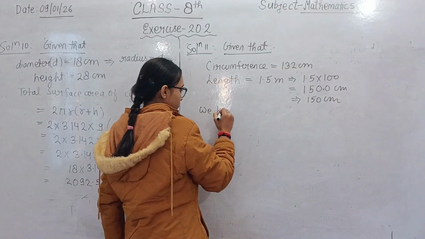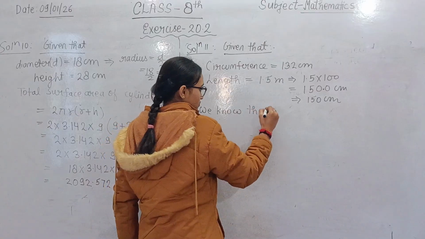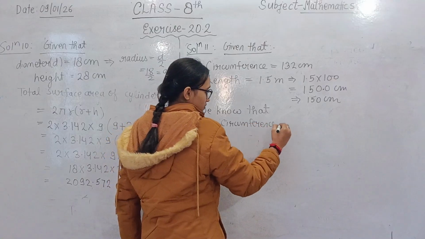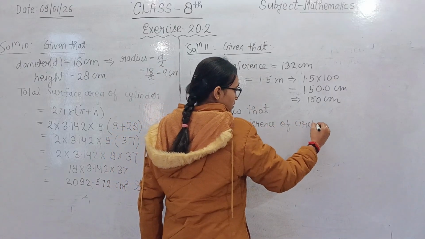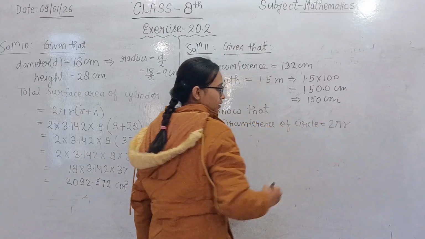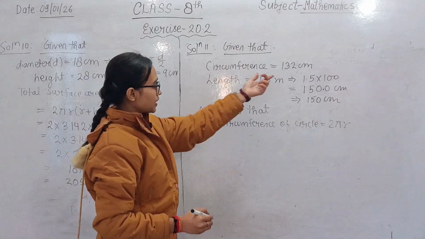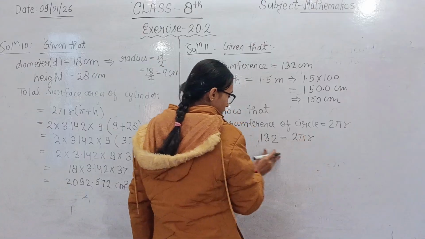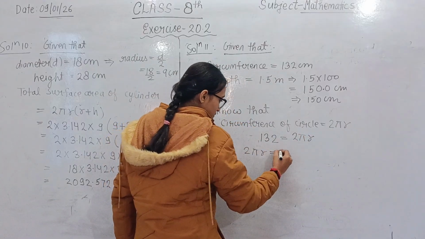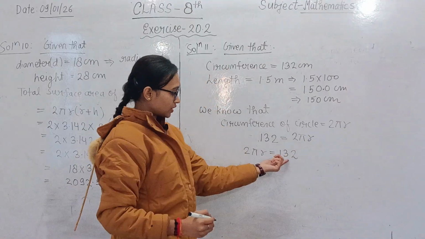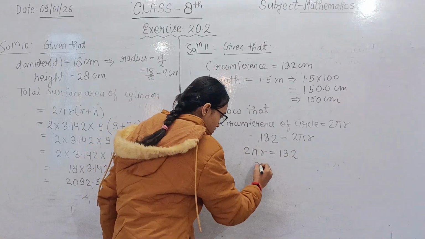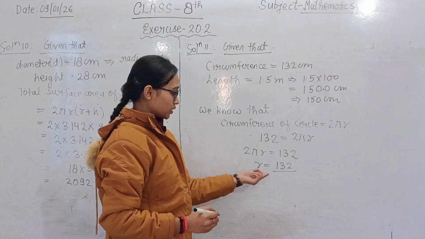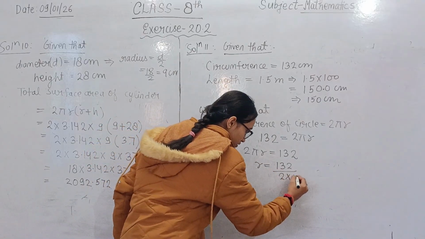We know that circumference of circle is equals to 2 pi r. So circumference we are given as 132. So we will write it as 132 will be equal to 2 pi r. With the help of this relation, we will calculate the value of r. So r is equals to 132 upon 2 pi. 2 and pi are in multiplication. So when we will shift it to the other side, it will be division.